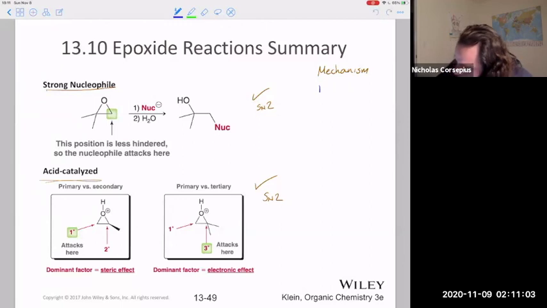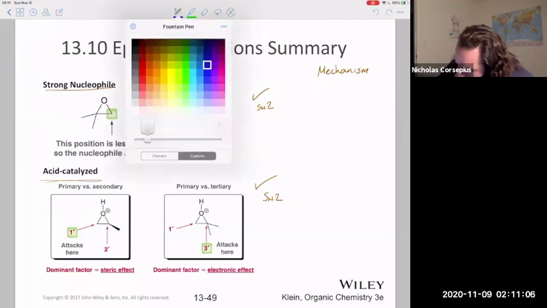Oops. Not that it really matters, but this is supposed to be green.